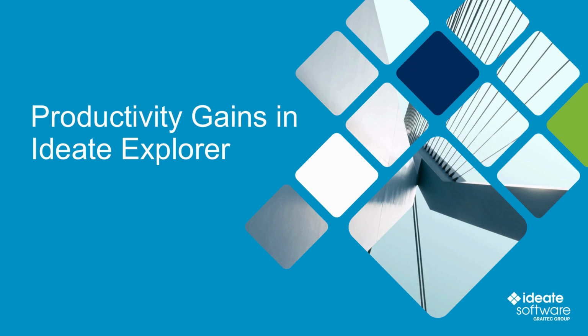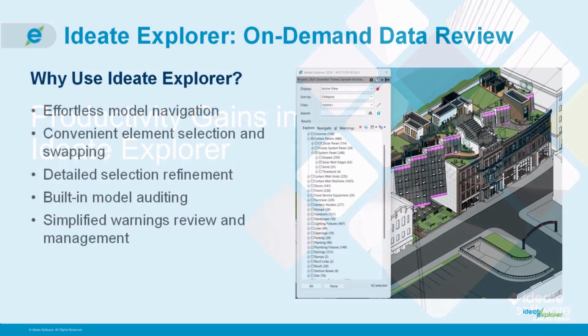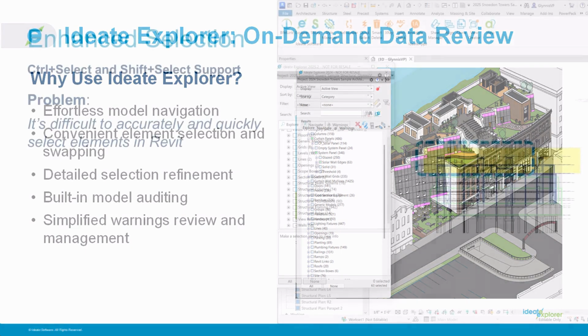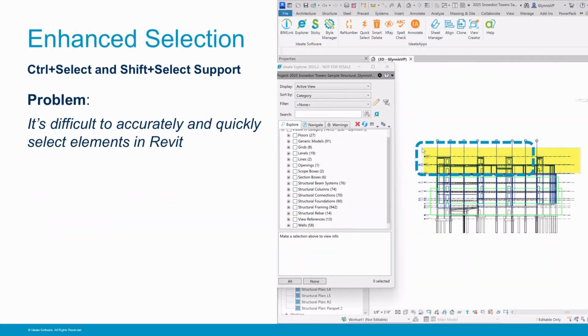Let's dive right into productivity gains, starting with a small but impactful improvement to Ideate Explorer. Ideate Explorer is a true project model browser. It shows you every instance of the Revit building element. It allows you to easily understand your model and make powerful edits by swapping components, updating information, auditing elements and reviewing Revit warnings. In this release, we've enhanced element selection.